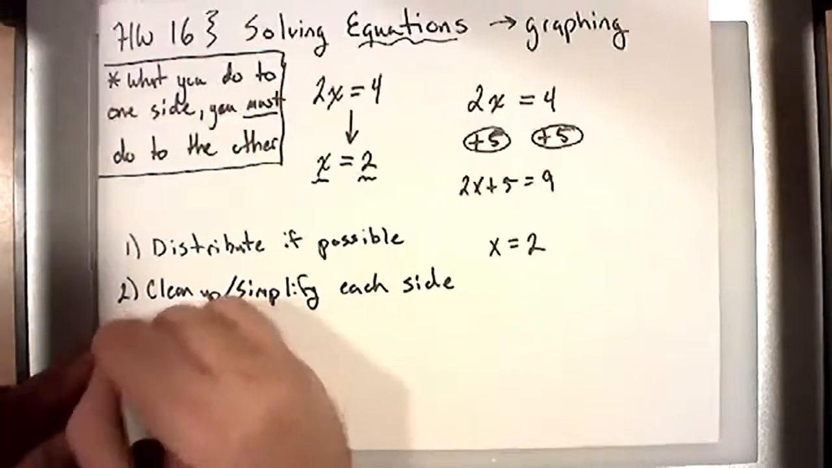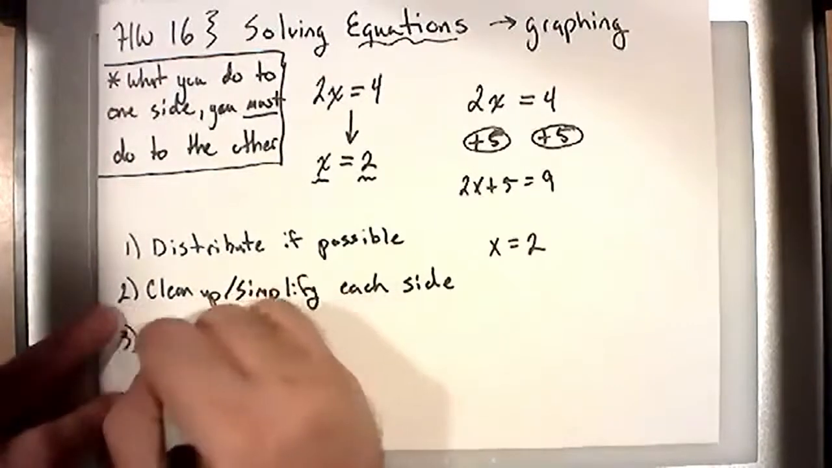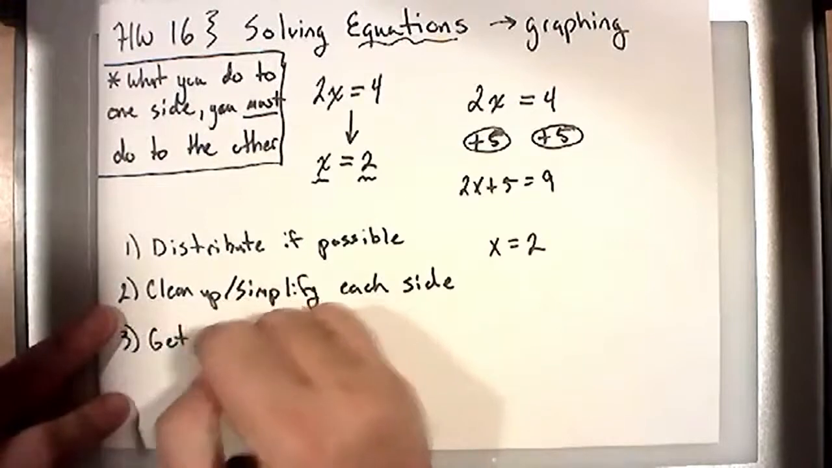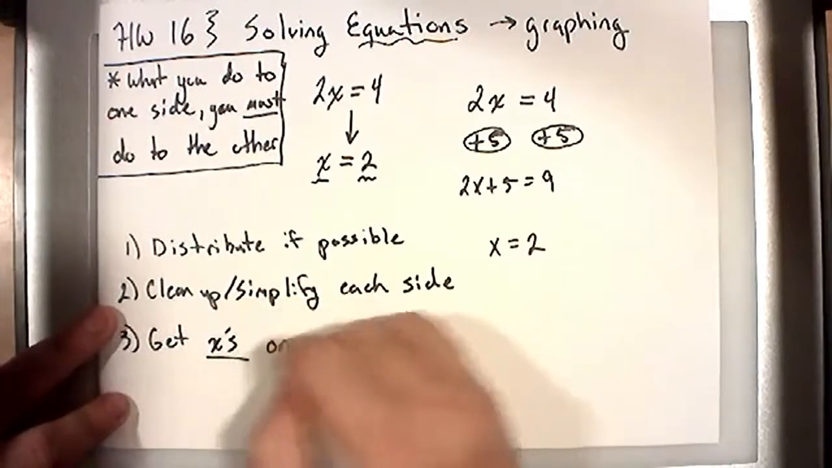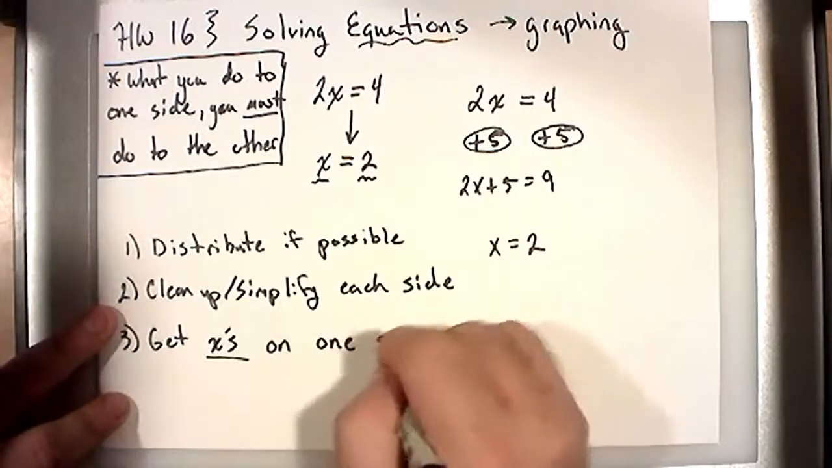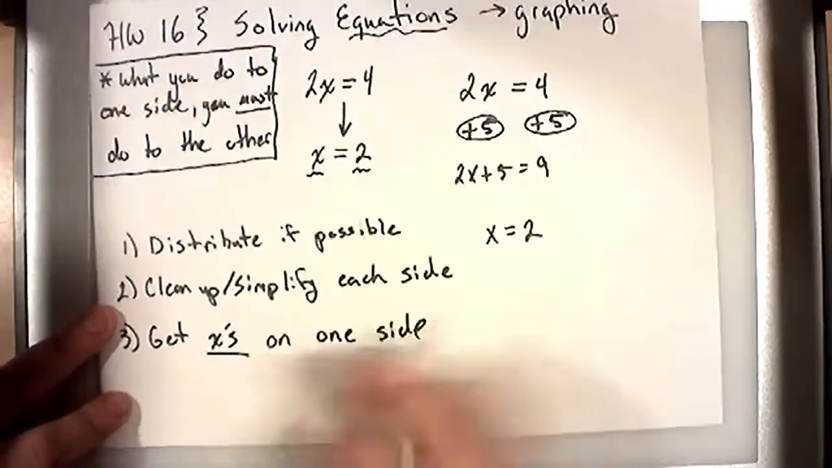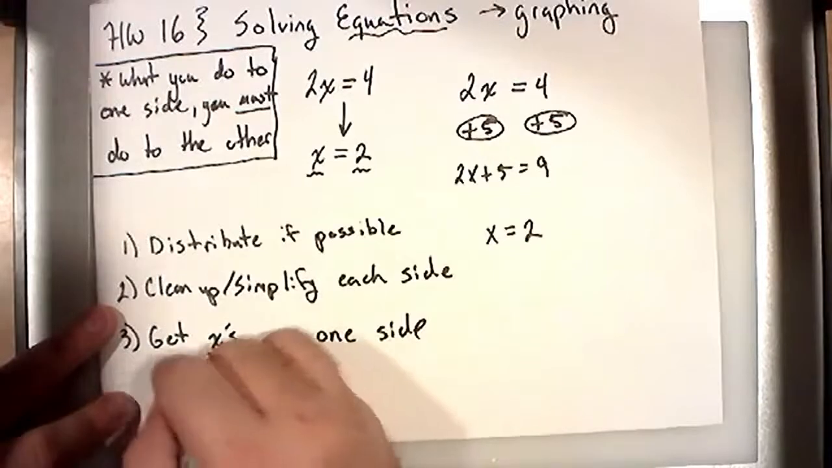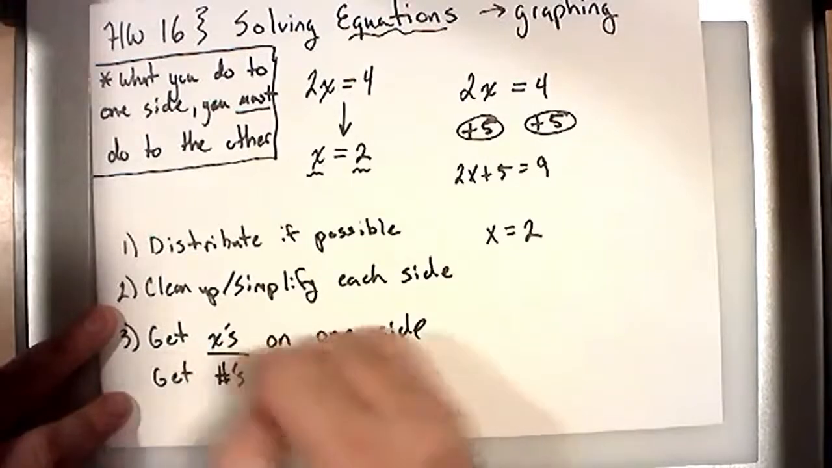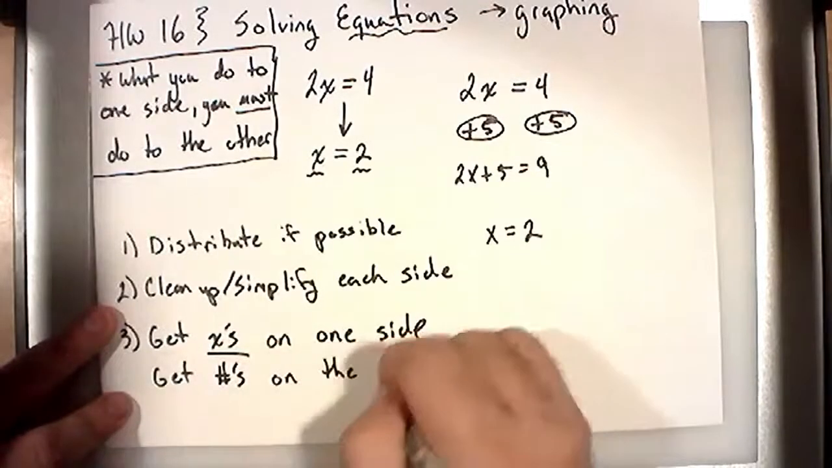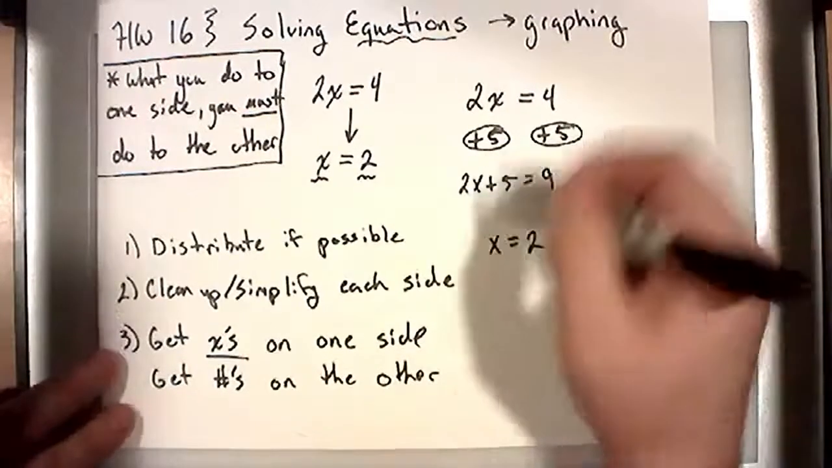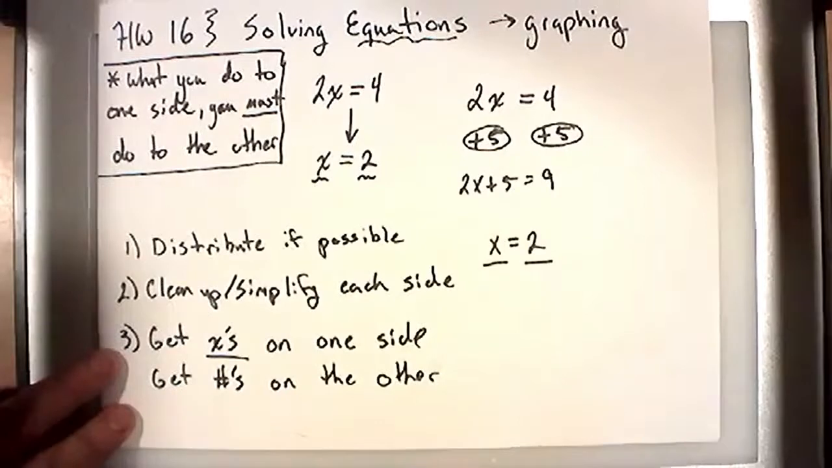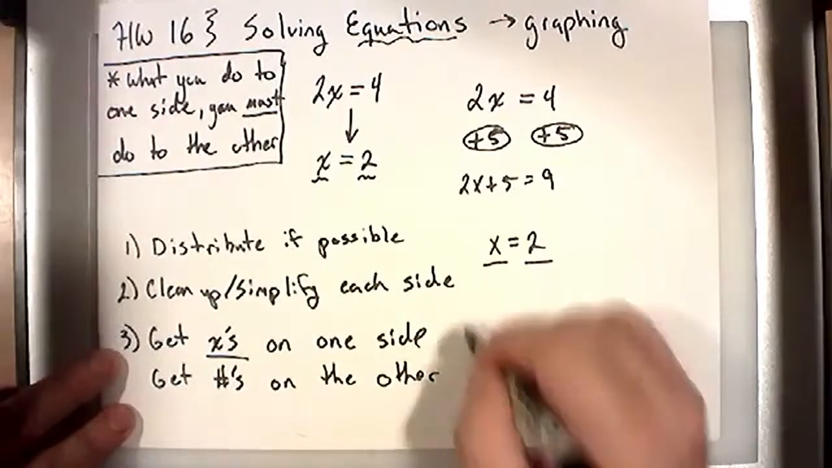Third step, and really the main step here: get x's on one side. Obviously it does not have to be x's. It could be whichever variable you're using. Get x's on one side, and then, really step 3, get numbers on the other. All right? Get the x's on one side, get your numbers on the other, and then you will have your solution. How do you do this, though?